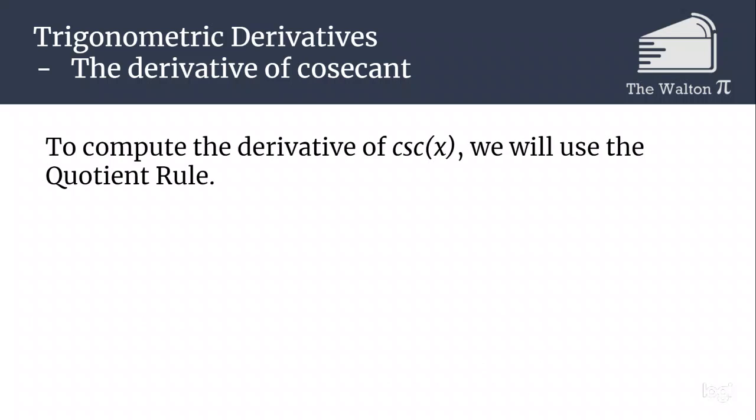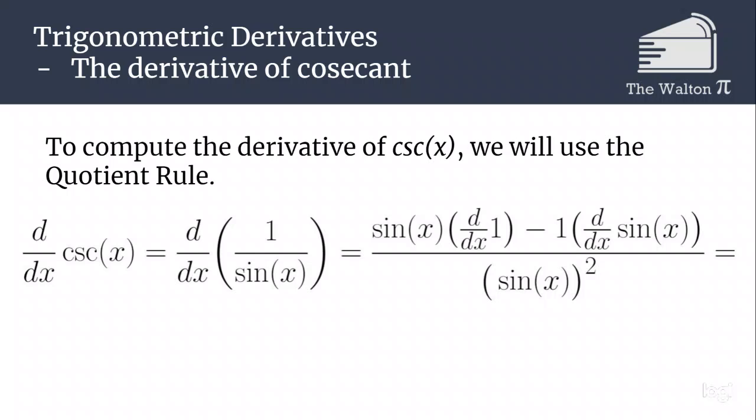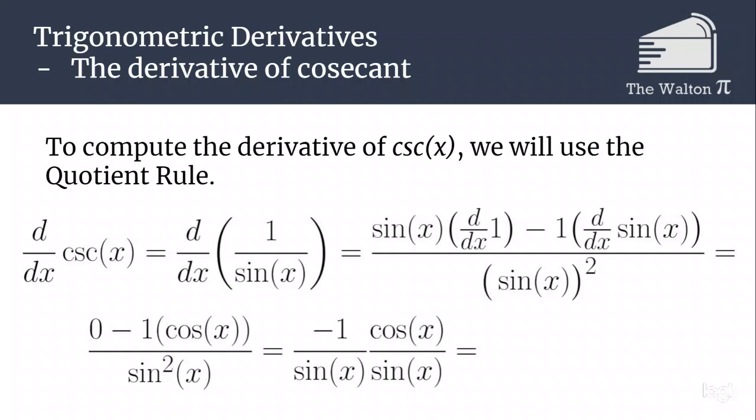And then for the derivative of cosecant of x, we are going to use the quotient rule again. Cosecant is 1 over sine, so that gives us sine of x times the derivative of 1, minus 1 times the derivative of sine, all over sine squared. That gives us 0 minus cosine of x over sine squared of x, or negative 1 over sine of x times cosine of x over sine of x, or negative cosecant of x cotangent of x.